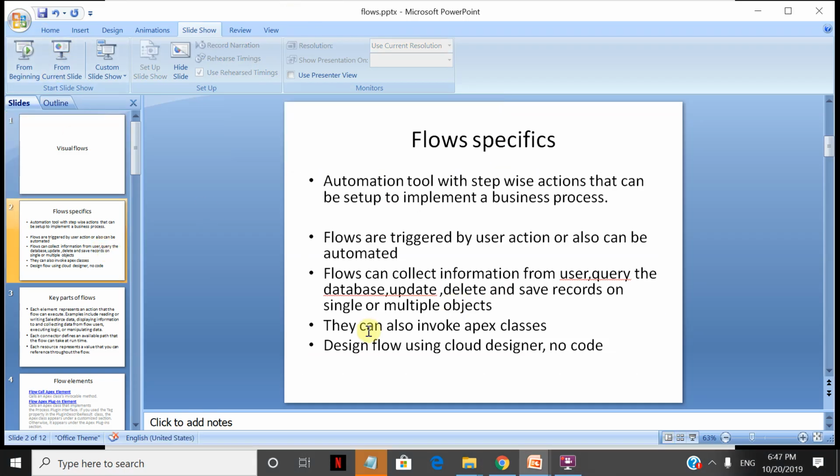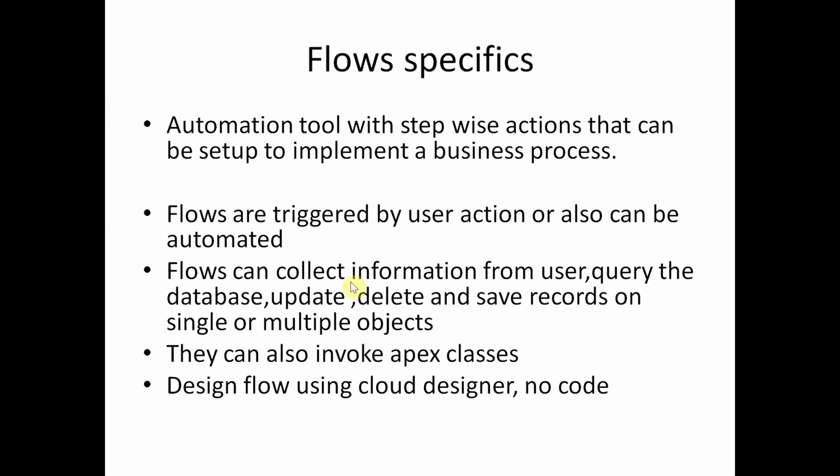But we have already seen that with workflow and Process Builder. So there are some different actions and a couple of things you can do here. So let's take a look at this. Flows can be triggered by a user action or they can also be automated for regular processes where you want to bypass manual intervention.